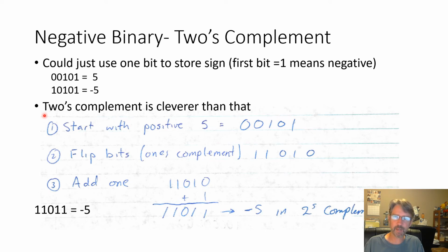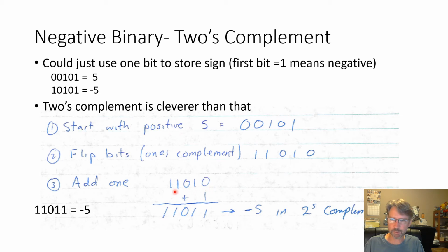To change a positive number like positive 5 to a negative number using 2's complement, you do these steps. First you have the positive number, then you complement it, called the 1's complement. You flip each bit, so 1 becomes 0 and 0 becomes 1. Then you add 1 to the 1's complement, and that gives you the 2's complement.